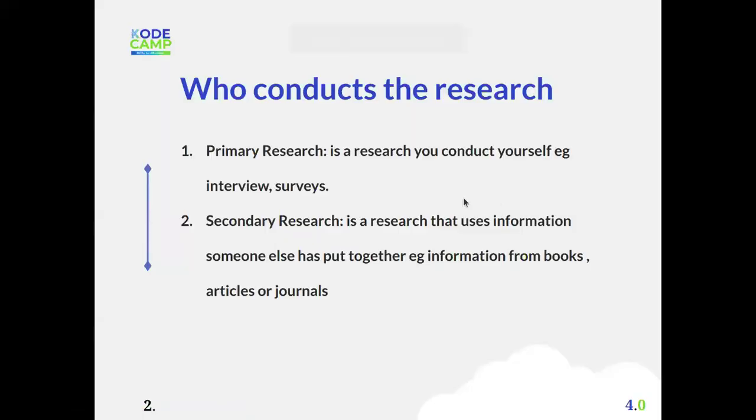Primary research is the research you conduct yourself. Examples of primary research are interviews and surveys. Surveys are like sending out Google Forms. The best way to create surveys is with Google Forms, where you ask people a particular set of questions to know their view about a particular problem you want to design an application for, either a mobile app, dashboard, or a website or a web app.